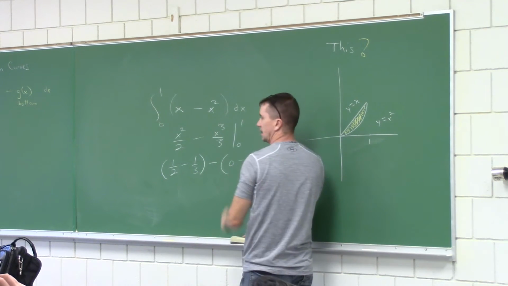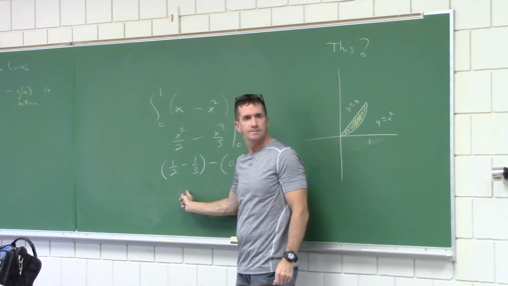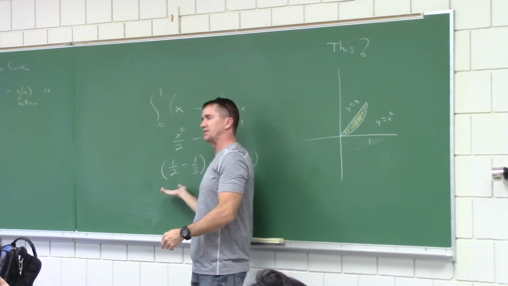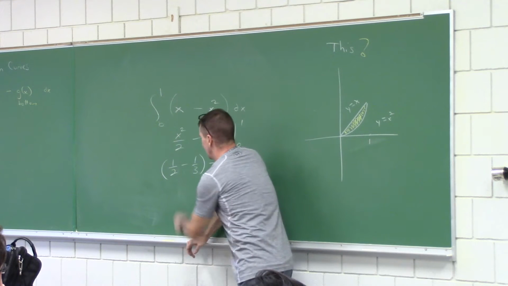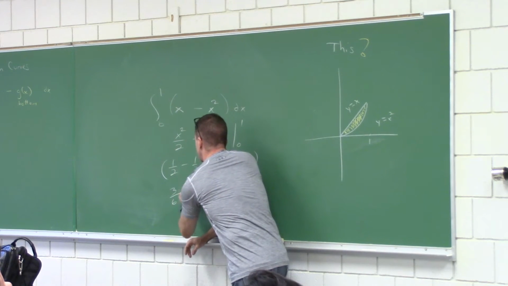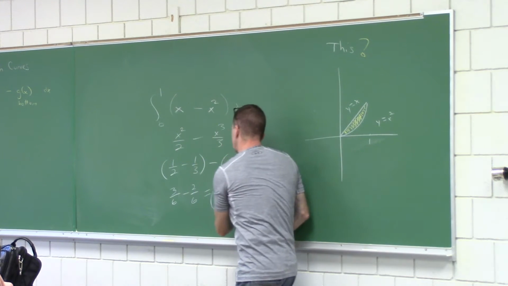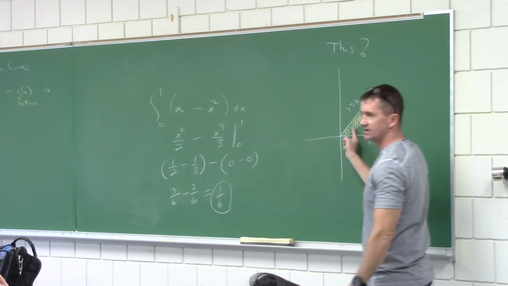0 minus 0, I like zeros. The only thing is I need a common denominator, huh? Look, if this annoys you, pull out the calculator and calculate that. But I know that's 3/6 minus 2/6. What's 3/6 minus 2/6? What's the area? 1/6. It's the exact area in that curve.